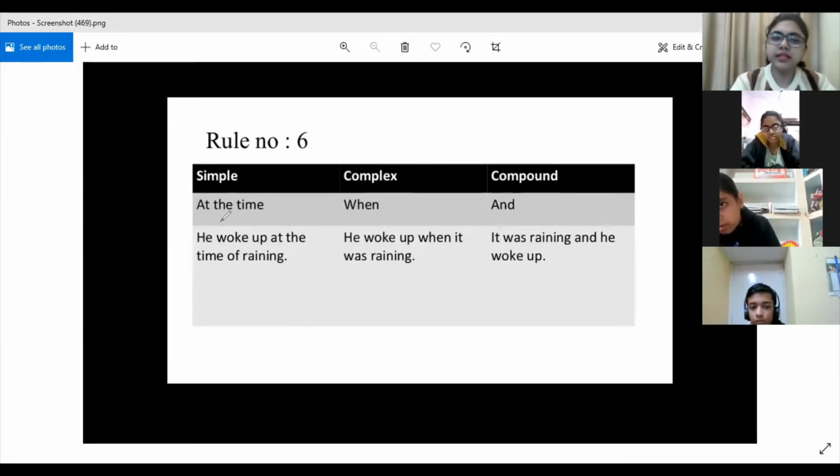All right, so in a simple sentence, if the sentence is talking about time, how do you convert it into complex? What is the word which denotes time in a complex sentence, in a subordinating conjunction? It is when. Okay, the conjunction which denotes time is when, right? So he woke up at the time of rain. Okay, he woke up when it was raining. It was raining and he woke up. So here for a compound sentence we will be using simple and.